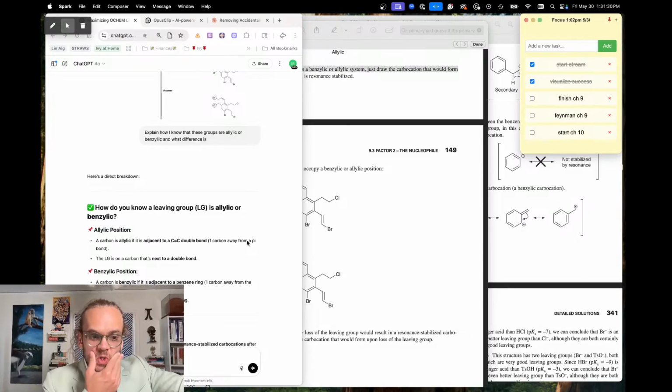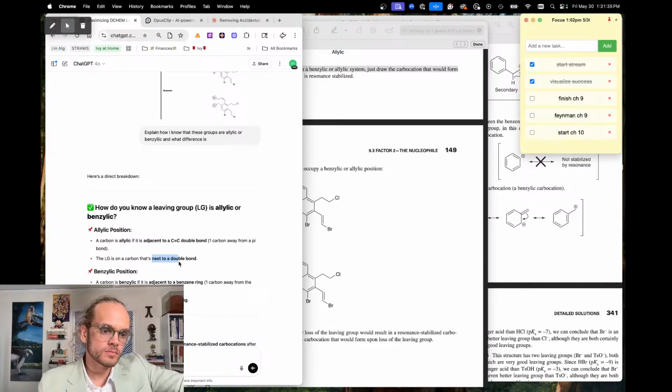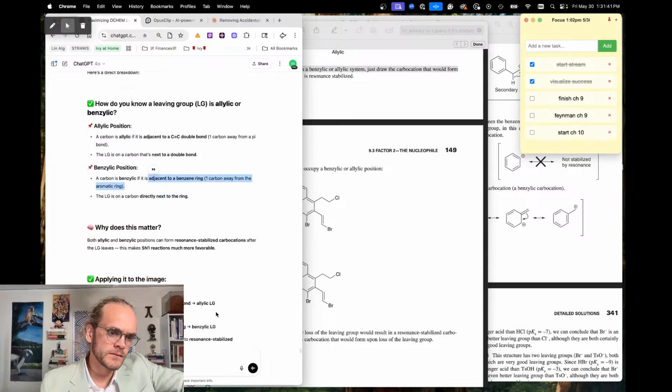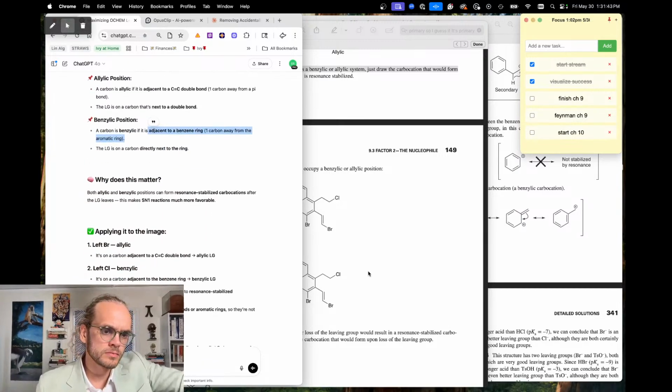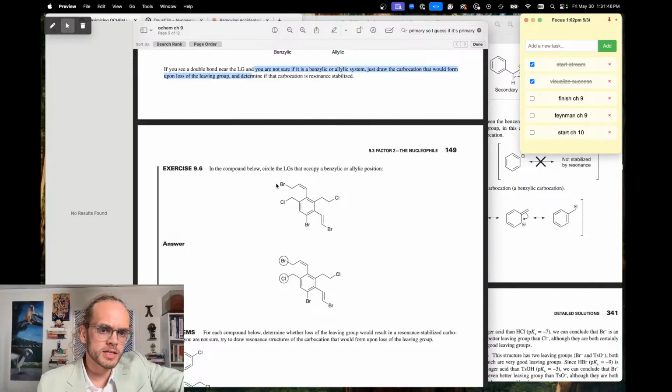Allylic if it's adjacent to a double bond. Leaving group is on a carbon that's next to a double bond. Benzylic if it's adjacent to a benzene ring. Okay. The left Br is allylic because it's adjacent to a double bond.